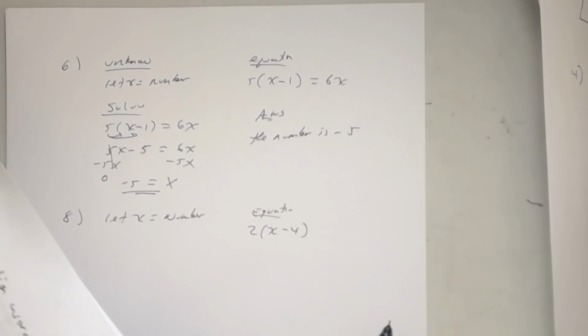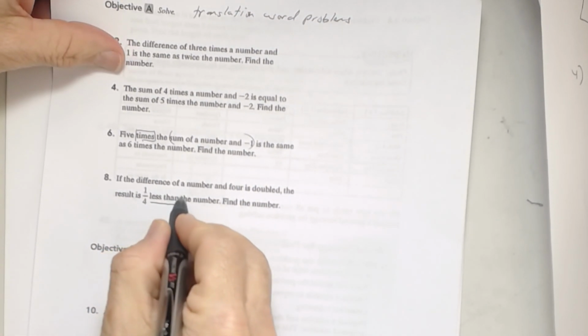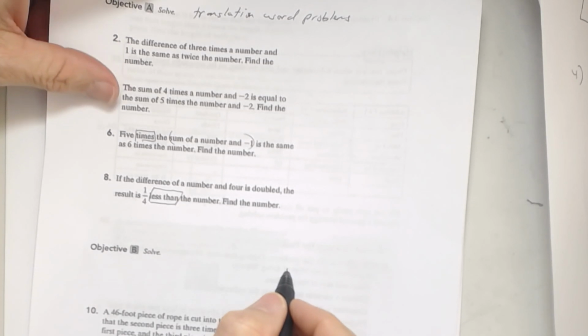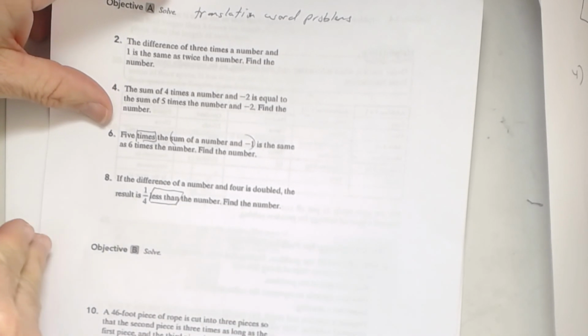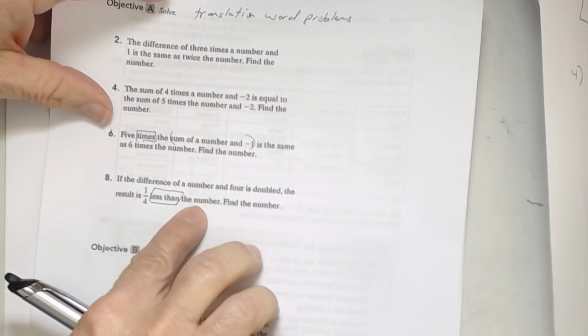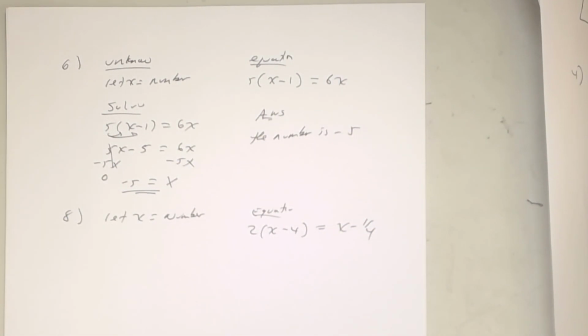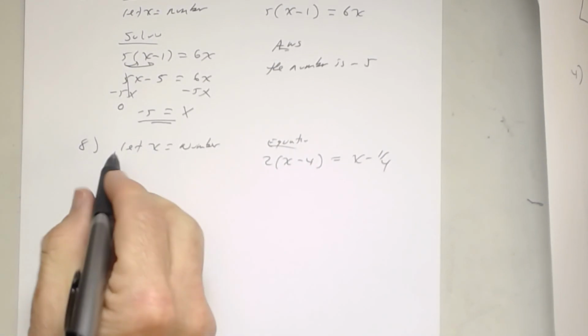The result means the same thing as equal. Okay, now this says 1/4 less than. You see the word less than. So that means 1/4 goes first or 1/4 goes last? Goes last. The number x minus 1/4. Okay, so that's where we're at. So there's the equation. Let's go ahead and rewrite it.